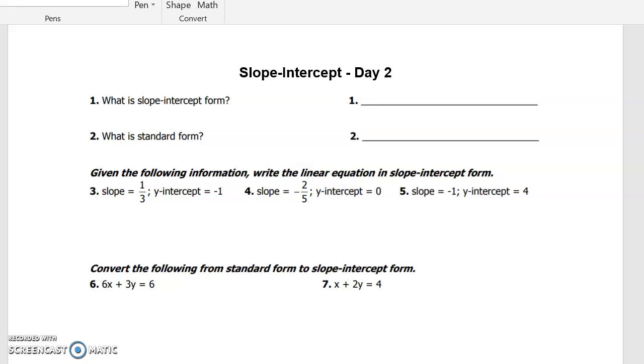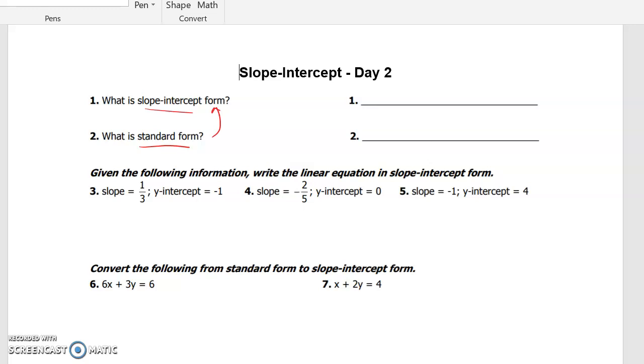Hi guys. So we're going to do another day of slope-intercept form, but we are going to introduce one more equation called standard form. And we're just going to focus today on how to go from standard form to slope-intercept form.